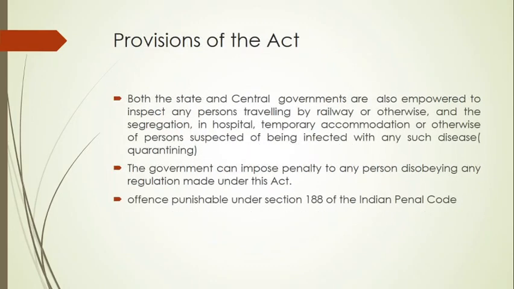Under the provisions of the Act, the government is also empowered to inspect any person traveling by railway or otherwise, and the segregation in hospital, temporary accommodation, or otherwise of persons suspected by the inspecting officer of being infected with any such disease. This act also empowers the government to impose penalty on any person disobeying any regulations made under this act. This shall be deemed to be an offence punishable under section 188 of the Indian Penal Code.